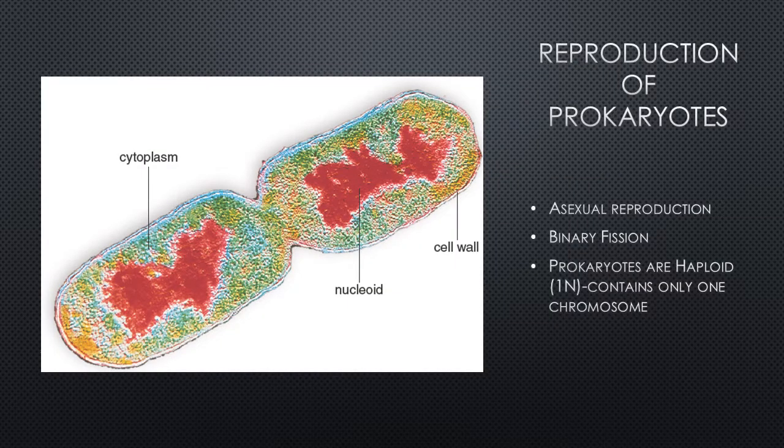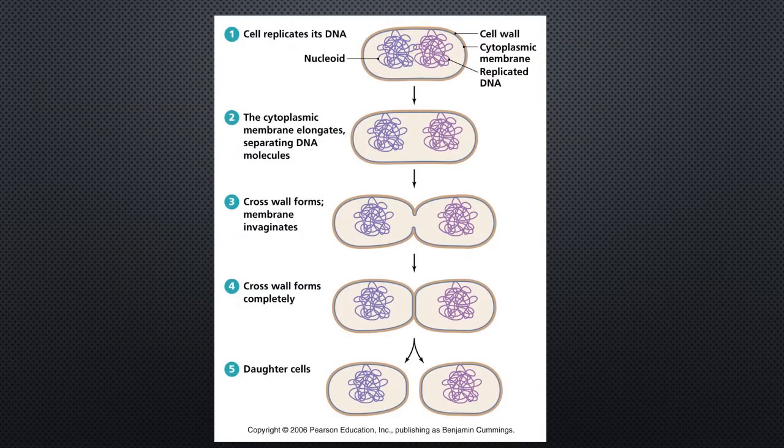So how do prokaryotes reproduce? Their reproduction is asexual, and it's through binary fission. Prokaryotes are haploid, meaning they only contain one copy of the chromosome. So that is specific to prokaryotic cells. So let's talk a little bit about this binary fission. Binary fission is literally the splitting of the cell into two and all of its contents into two.